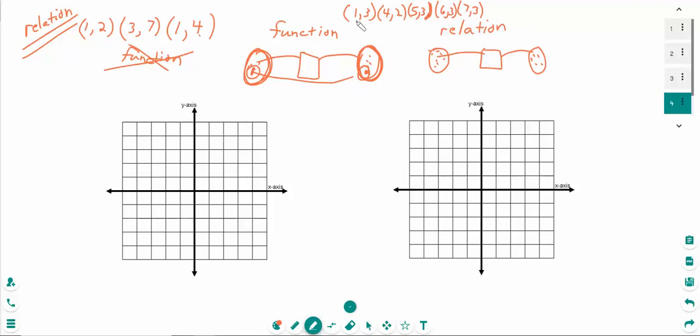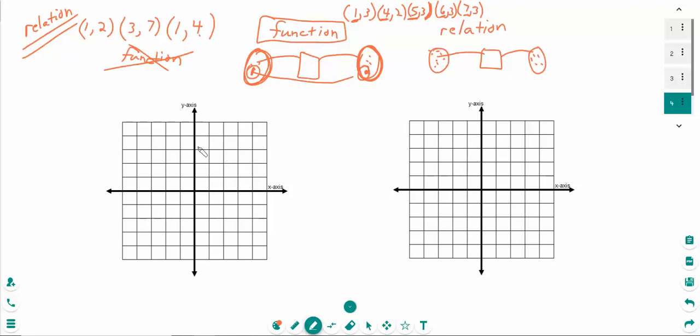But the key is that the 1 will only give me a 3. It's not going to give me anything else. The 4 is only going to give me the 2. The 5 is only going to give me a 3. And likewise, the 6 and the 7 are only going to give me 3s. All right? They won't give me more than one number. So that is at the heart of the definition of what a function is. It's a relation where every input has only one unique output. In a relation, it doesn't matter. An input can have multiple outputs. It doesn't matter. All right?